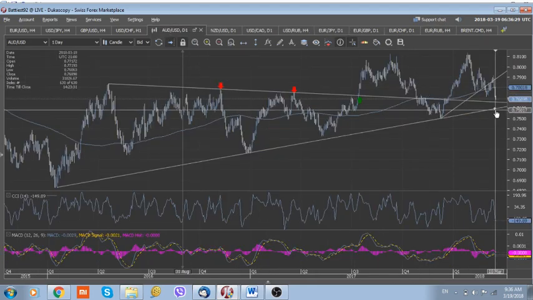The Australian dollar appears to be testing its longer term uptrend line around 0.76. That's why we will buy a possible undershooting of this level with a stop below 75.50.